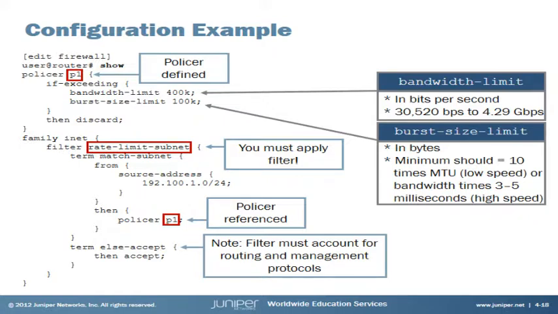Okay, so that is the use of a policer. So you can use the policer in conjunction with a firewall filter to identify traffic from a particular source address or range of source addresses that you wish to apply those policing constraints to.